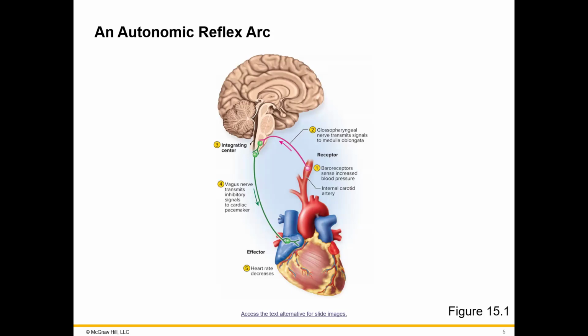Baroreceptor detects an increase in blood pressure, glossopharyngeal tells the information, help, too much blood pressure. The medulla oblongata sends the vagus to call the nodes to drop the electric signals. No more depolarization, no more contractility, no more cardiac output increase.